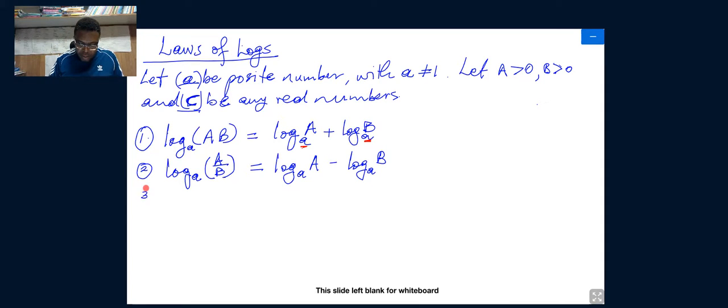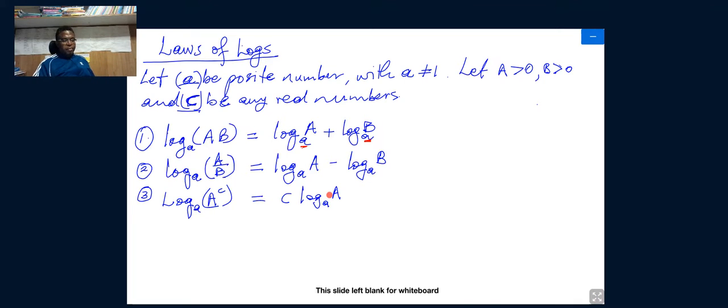Thirdly, we have log A to the power C base A. What does this tell us? C multiplied by log A base A. This is it. Number 4, the last one.